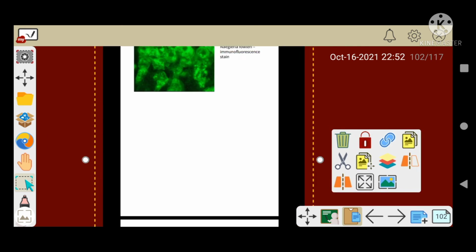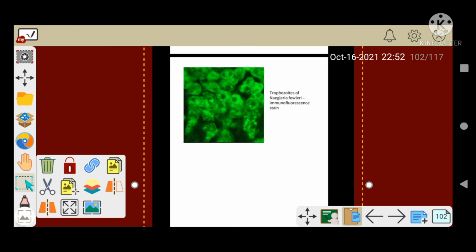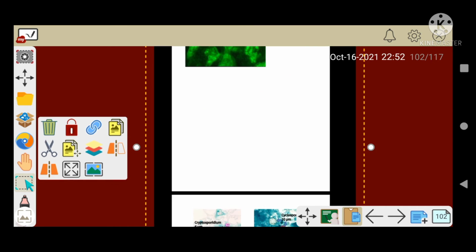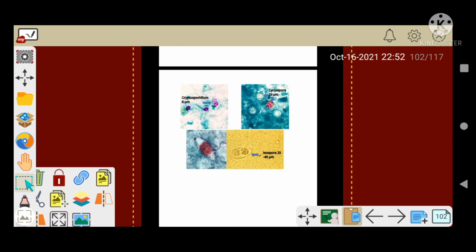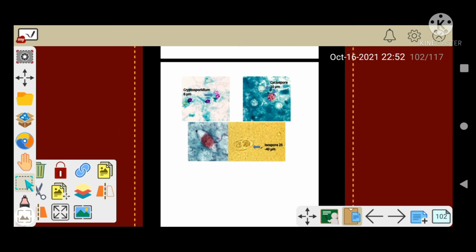Correct. Now this one is your Naegleria fowleri on immunofluorescence staining, right? Looks somewhat like this, not that important, just for you to see. This is your Cryptosporidium, this is your Cyclospora, this is your Isospora. Don't worry, if at all they ask, there will be a history, right?